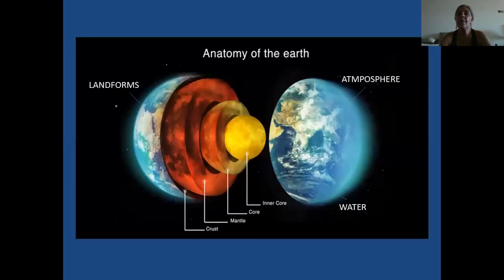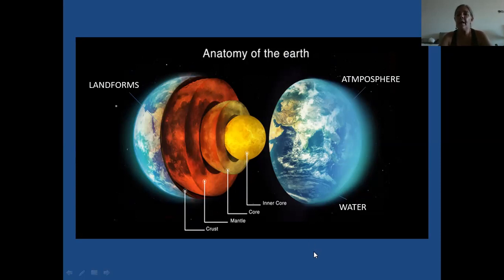So these are the 6 layers of Earth. You can watch the video again to review the characteristics and aspects of each one. So let's just review and recall. We have the inner core and the outer core, which together form the core of the Earth. The next layer is the mantle, then we have the crust, then the landforms, then the water, and then the atmosphere. So this is our lesson for today.